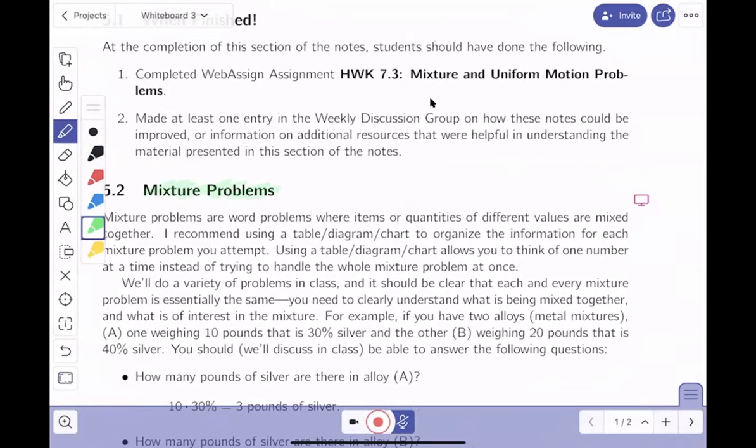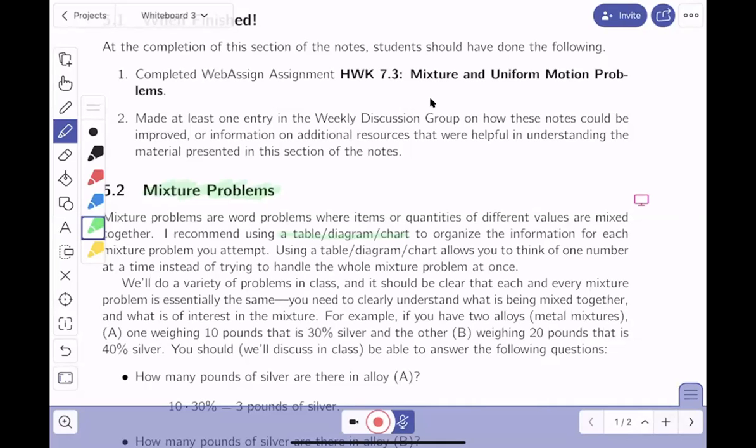All right. So I'm going to say mixture problems are word problems where items or quantities of different values are mixed together. So I'm just going to say we're mixing things together, right? I recommend using a table or a diagram or a chart to organize the information for each mixture problem you attempt. And you'll see me do this when we start doing word problems, right? Using a table, diagram, chart allows you to think of one number at a time instead of trying to handle a whole mixture problem at once. What's important here is when you're reading, you can understand what you've read.